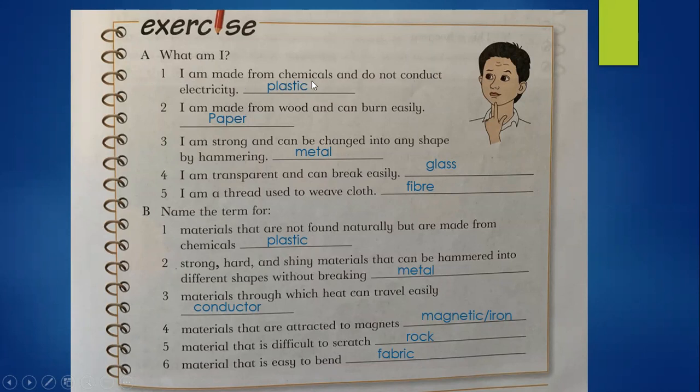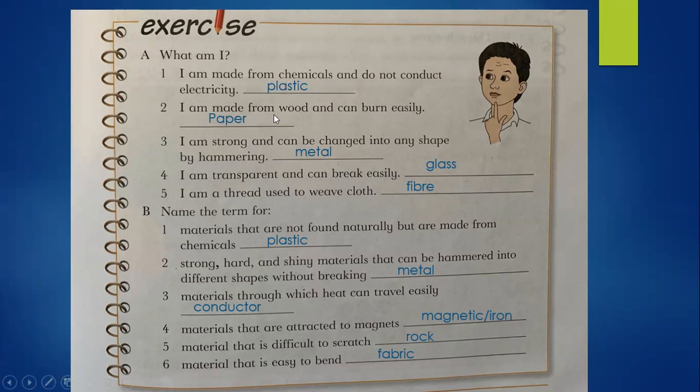I am made from chemicals and do not conduct electricity. Remember, what is this? It is plastic, made from chemicals. When we were reading plastic, they told us that it is not a natural thing. It comes from the chemicals. It is a man-made thing. So, made from chemicals and does not conduct electricity. It is plastic.